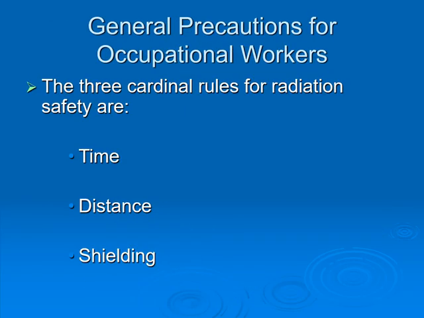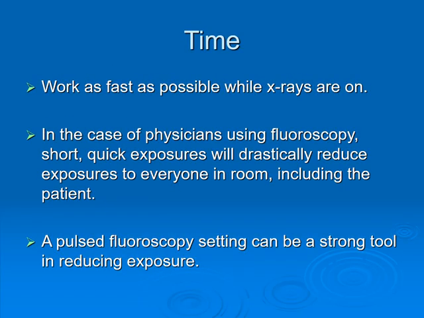The general precautions for occupational workers will follow 3 cardinal rules. They are time, distance, and shielding. With respect to time, it is important to work as fast as possible while x-rays are on or you are around a radioactive material source. In the case of physicians using fluoroscopy, short, quick exposures will drastically reduce exposure to everyone in the room, including the patient. A pulse fluoroscopy setting can be a strong tool in reducing exposure.